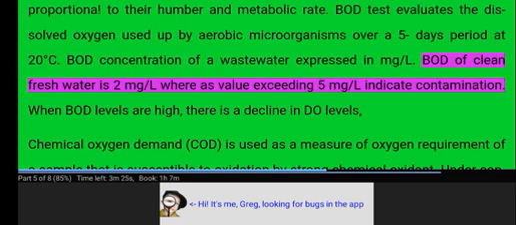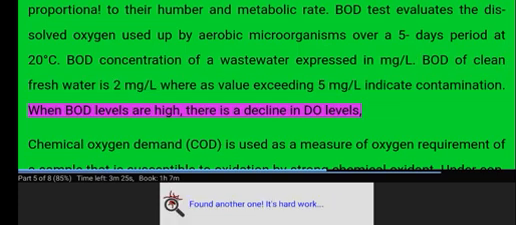BOD of clean fresh water is 2 milligrams per liter, whereas a value exceeding 5 milligrams per liter indicates contamination. When BOD levels are high, there is a decline in DO levels.